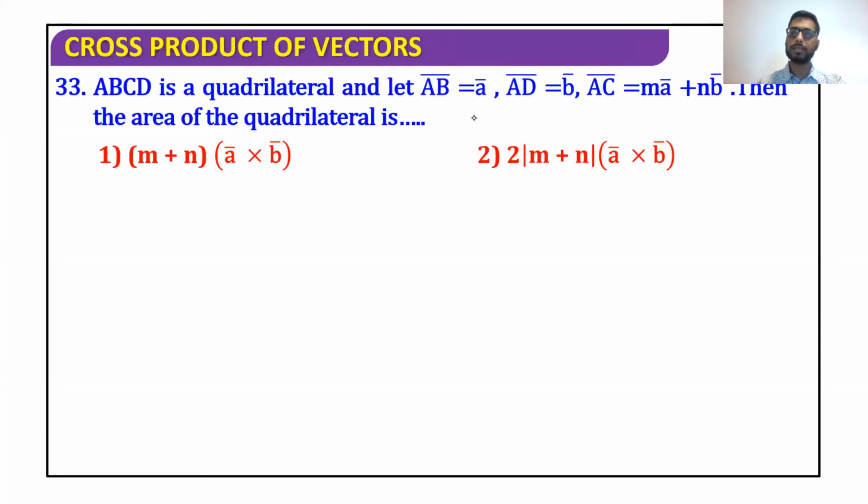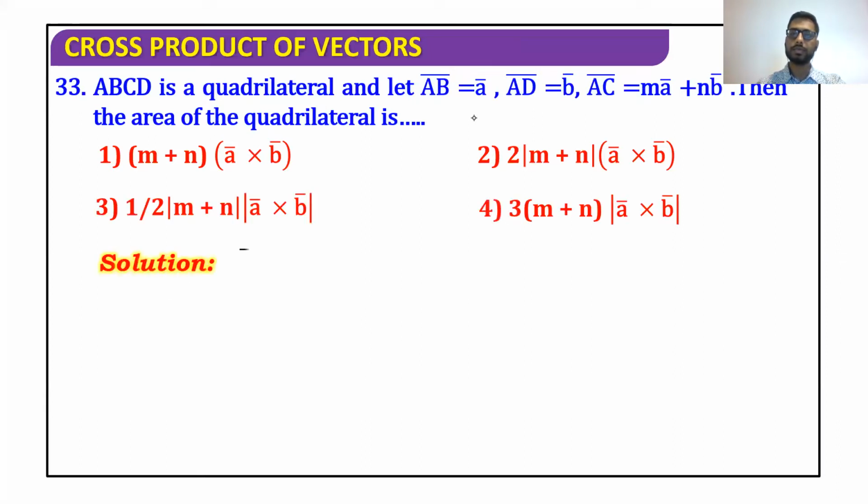Area of the quadrilateral is asked. Similar to the area of a parallelogram, the area of a quadrilateral is going to be half into the product of its diagonals. And already all the sides are given. AB is given, AD is given, AC is also given, MA plus NB. So just apply the formula.